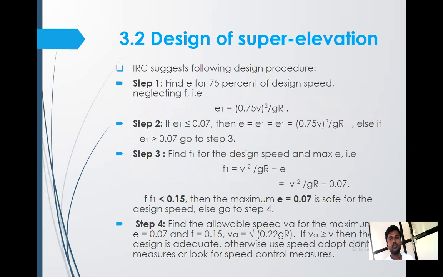IRC suggests the following procedure for designing the super elevation. For designing the super elevation, we have to follow the following steps. The first step, step number 1: find the E for 75% of the design speed, neglecting F. Whenever we are calculating the super elevation, in step 1, consider the speed as 75% of the design speed.